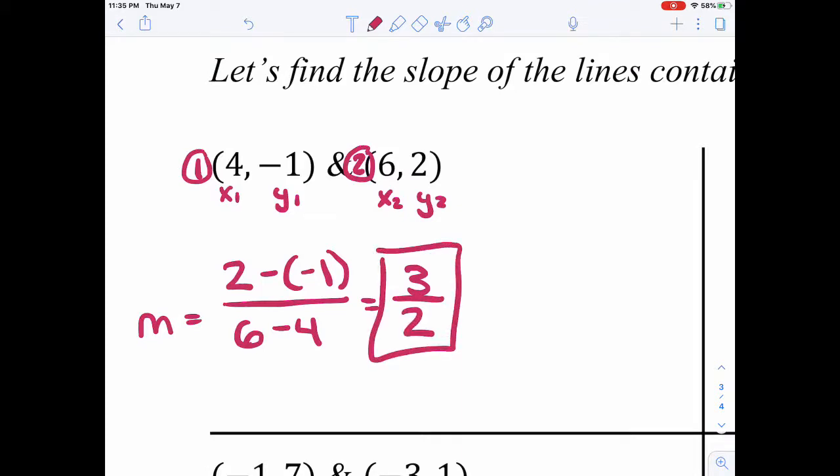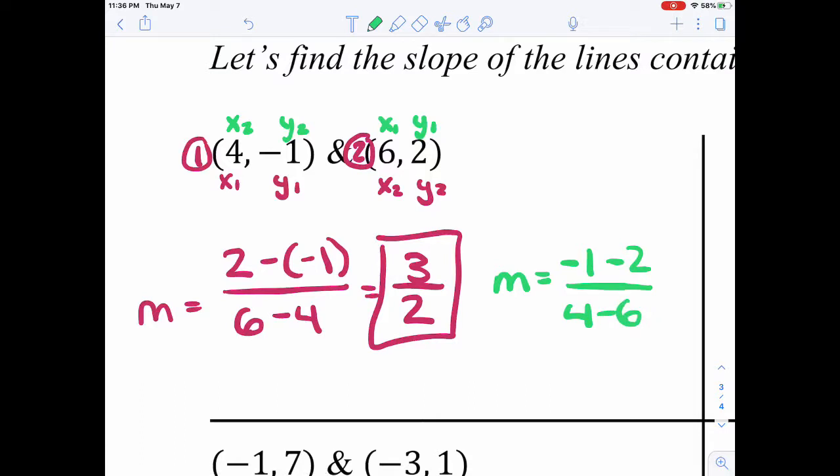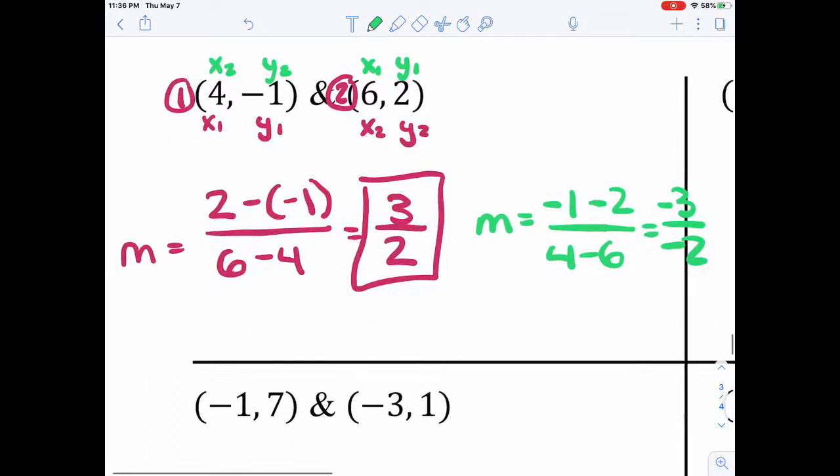Now, I want to show you something else. We could have technically said this was x2 and this was y2 and this was x1 and this was y1. And I'll show you why that works here. So if we did it that way, we would have -1 minus 2 on the top, and on the bottom, our change in x would then be 4 minus 6. If we go ahead and do that, we would get -3 over -2. And remember that negative over a negative just simplifies to a positive.